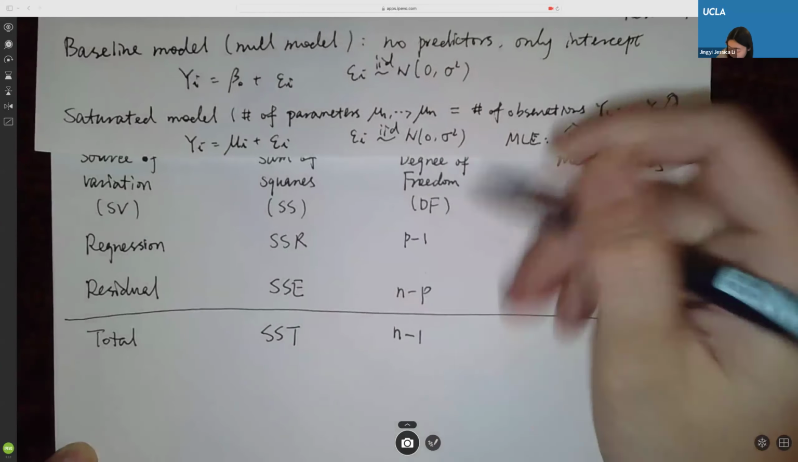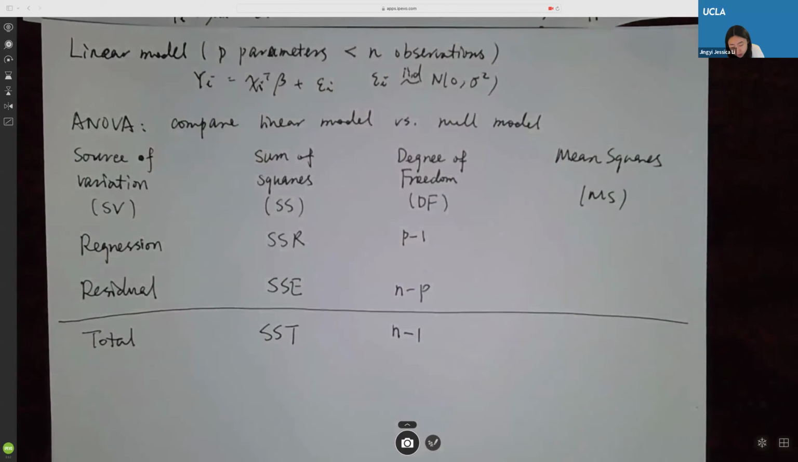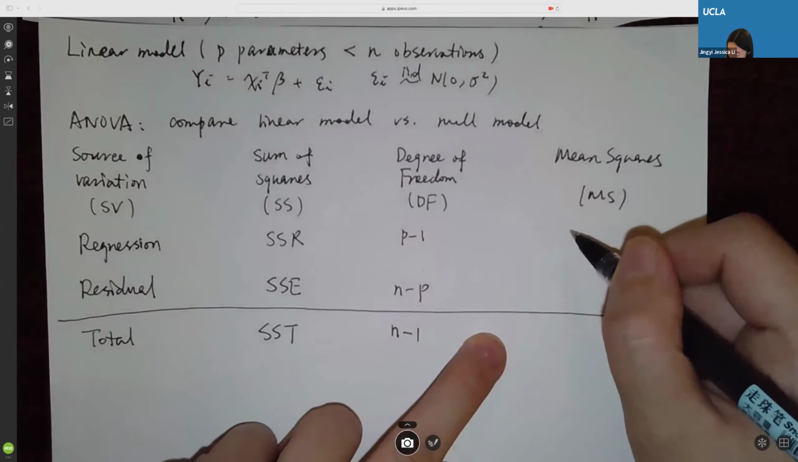It's p minus 1. Okay, what does this mean? This means that we are introducing p minus 1 predictors because we have just one intercept in the null model, and we are adding p minus 1 predictors to make beta p-dimensional. Okay, then with this, we can easily do the calculation for mean squares.